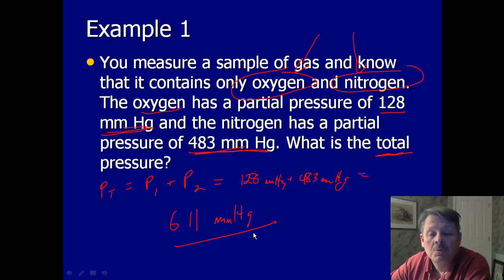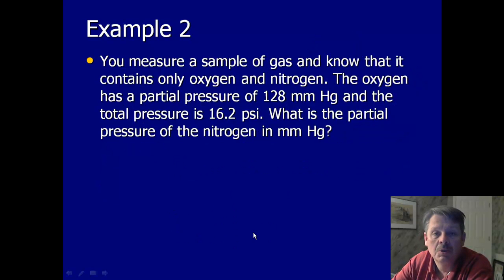Now, since all are in millimeters of mercury, that's really easy to do. But you do have to be careful that all of your units are the same, because it's entirely possible I could give you a problem where they're not. So, for example, here you're given a different problem. Again, you're given something that contains only oxygen and nitrogen. The oxygen has a partial pressure of 128 millimeters of mercury, and this time you're given the total pressure, so we're going to have to do subtraction. But you'll notice your total is 16.2 psi, and it's asking you what's the partial pressure of the nitrogen in millimeters of mercury.